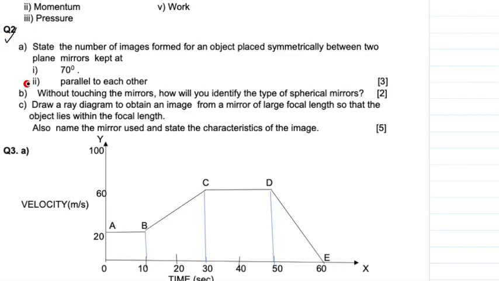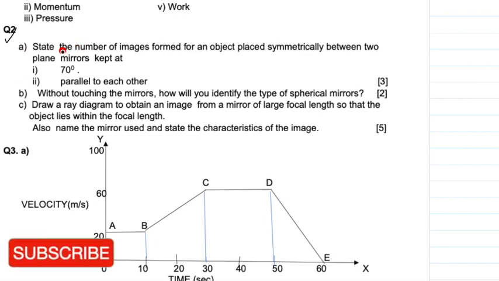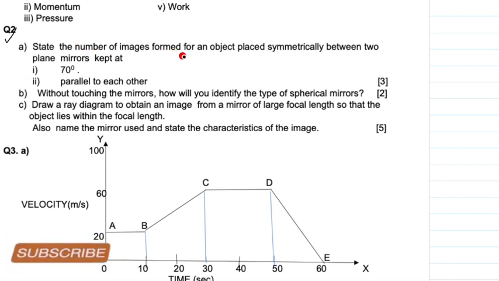We now come to question 2a. State the number of images formed for an object placed asymmetrically or symmetrically between the two plane mirrors kept at 70 degrees. What are they saying? Symmetrically. Now, if the object is kept symmetrically, you are going to have 360 upon theta equal to n, and the number of images will be n minus 1. So let us show the working.